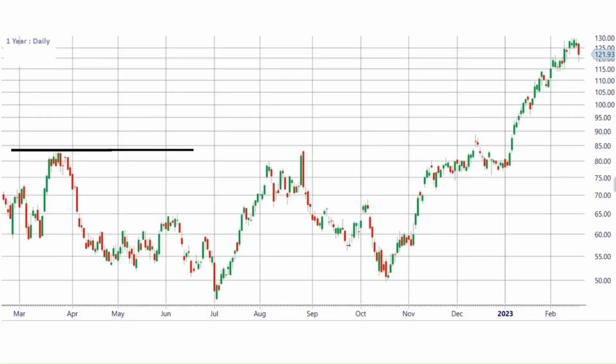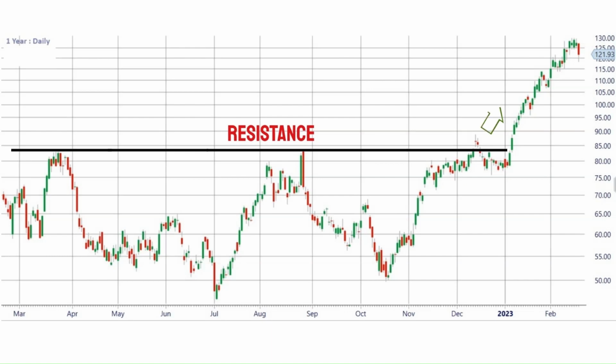You also need to watch out for a breakout at a resistance line. A breakout is a bullish price move that passes a resistance level trend line and continues to sustain higher prices until the next resistance level is reached. Breakouts are usually accompanied by a surge in volume.